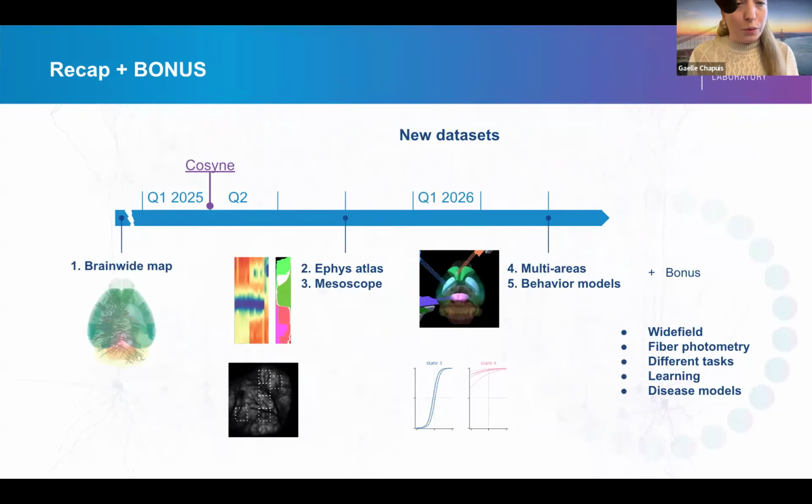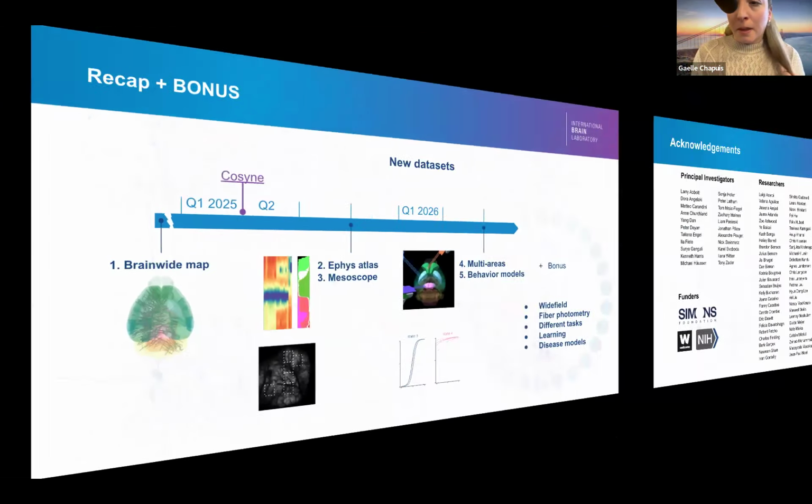Okay, so just to recap, we've looked at 5 datasets throughout this talk. We have really so much more. So please contact us if you're interested. We have widefield imaging throughout the whole dorsal cortex. We use fiber photometry to record in specific neuromodulators. We have different tasks. We acquire also throughout learning, in disease models, in perturbations, you name it. So just come talk to us. We will be more than happy for these datasets to be used.